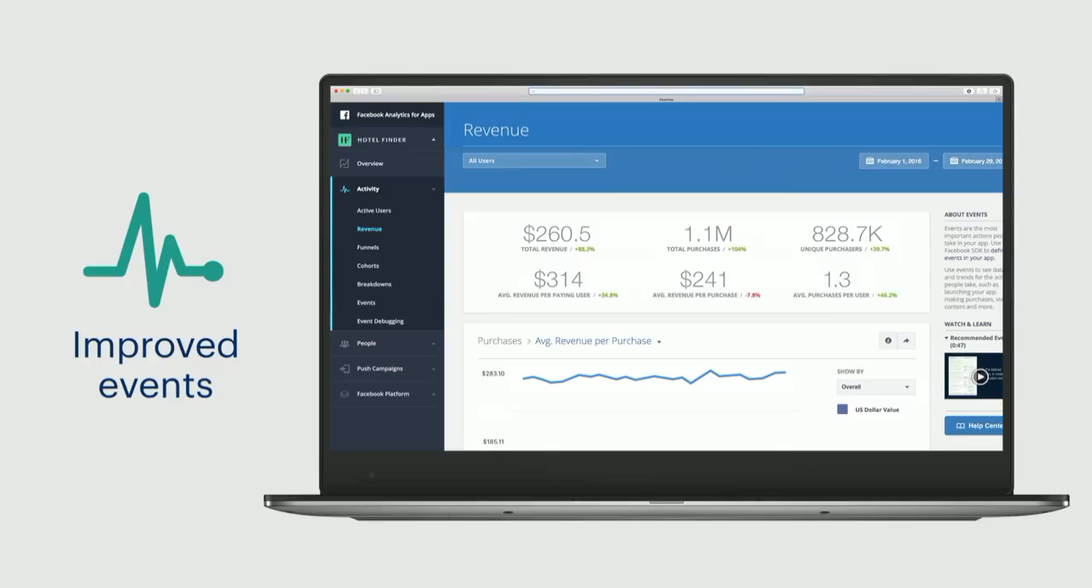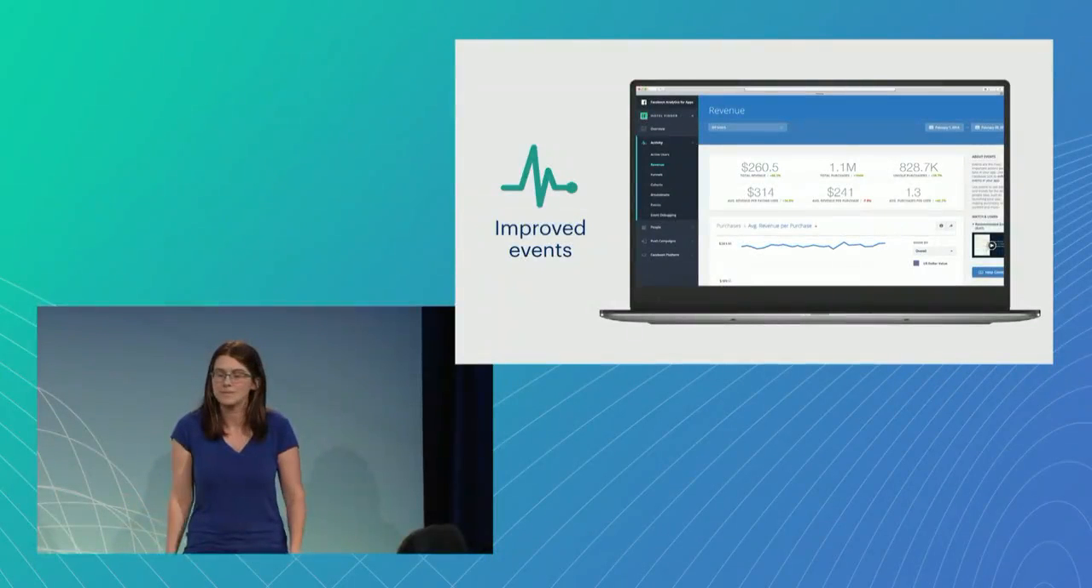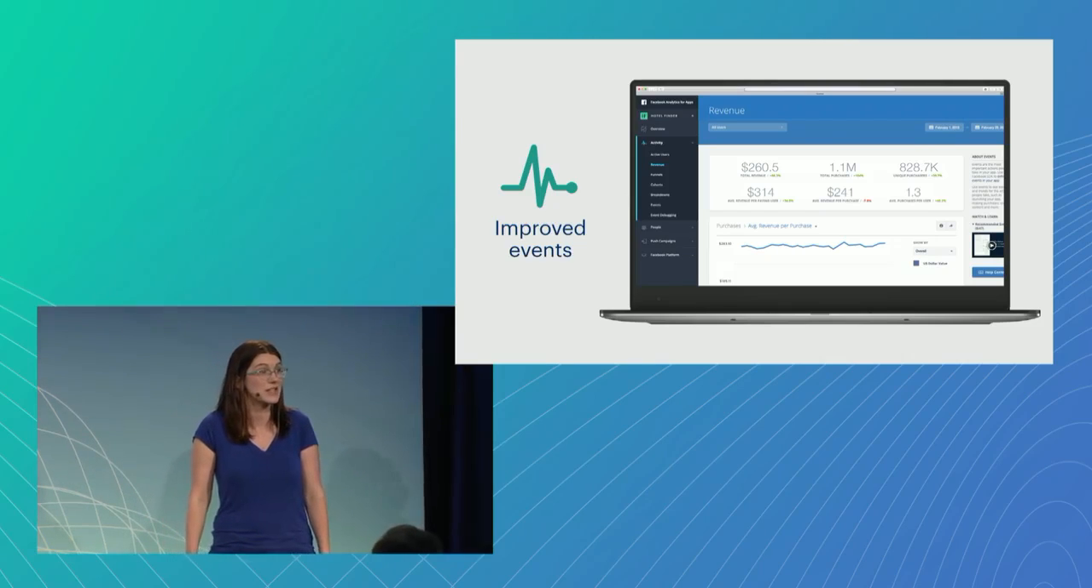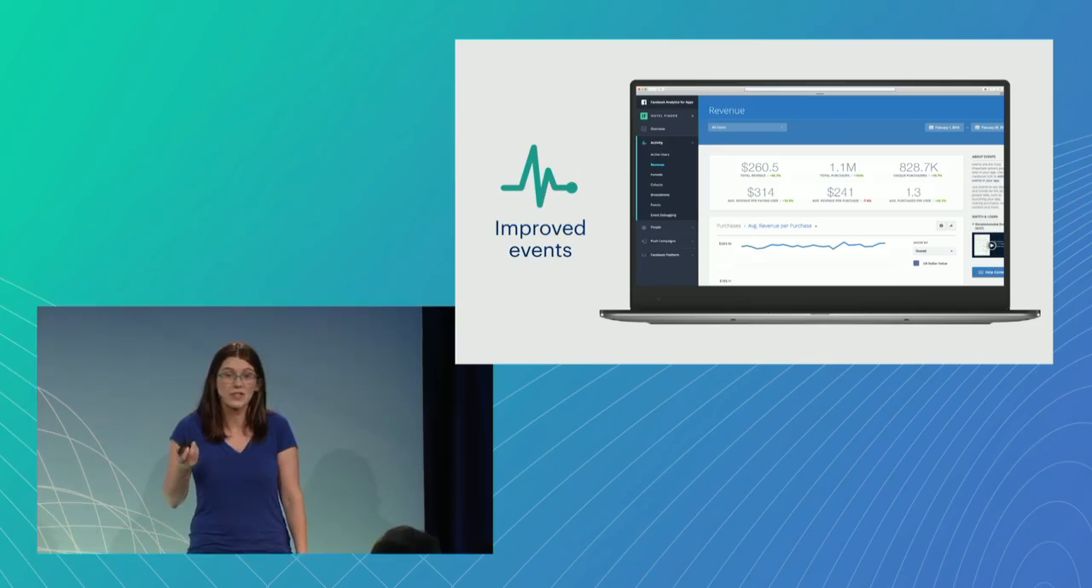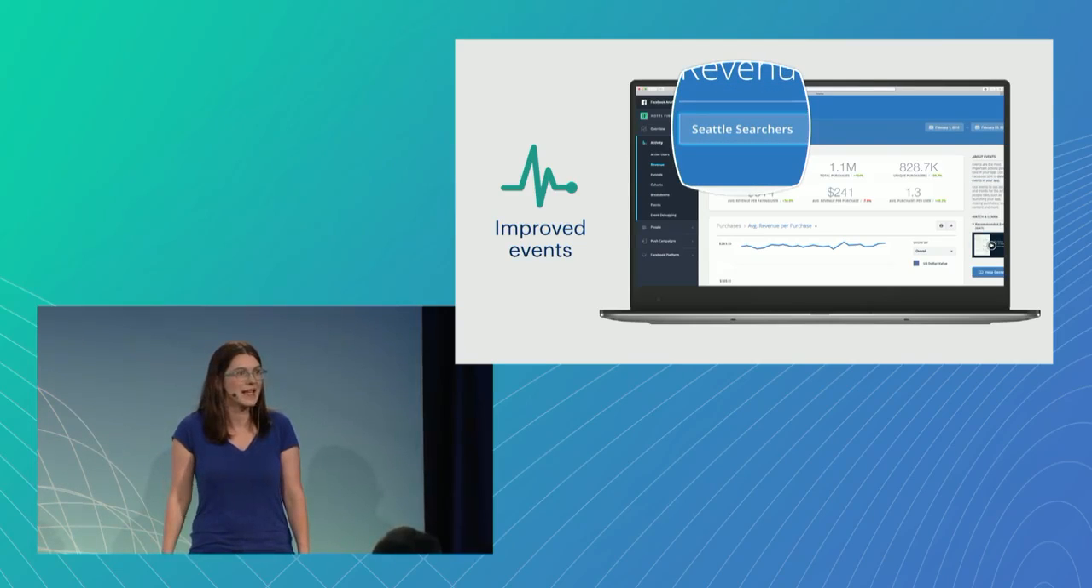So going back to the Hotel Finder app, they were trying to upsell people that were traveling from Seattle to Anaheim. So this is the average revenue per purchase for all their users. When you're looking at all your users, sometimes it's hard to get a signal from the noise. So what we're going to do is apply a segment. The segment in this case is Seattle searchers.